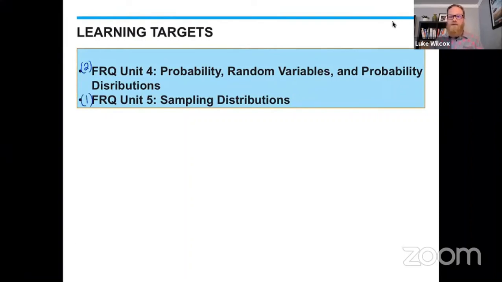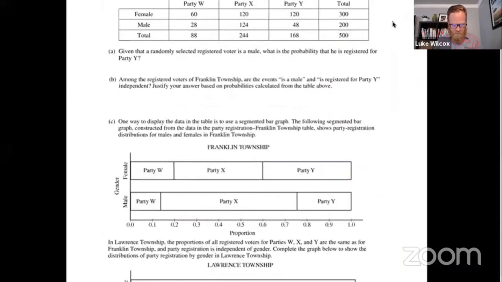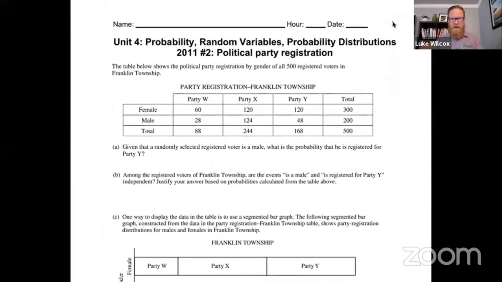And my general approach on these is to start by talking my way through the model solution. But then after that, equally important is talking through the rubric that was used in order to grade that particular question, so that you know exactly what has to be included on the AP exam in order to get full credit. So let's jump right in. And we're going to start, like I said, in Unit 4. And this particular question is 2011, number 2, and the context of it is political party registration. So here's what it says.